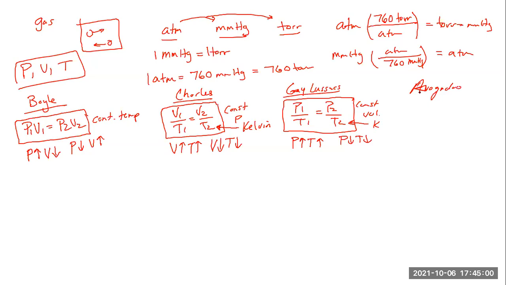That's a very badly written A. Avogadro's law, which is V1 over N1 is equal to V2 over N2. And this one actually has two constants here. It's at constant pressure and temperature. And volume here on top can be any unit you want. N here is actually the moles of the gas.